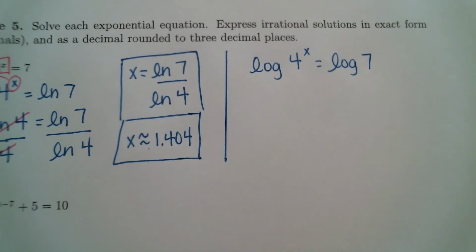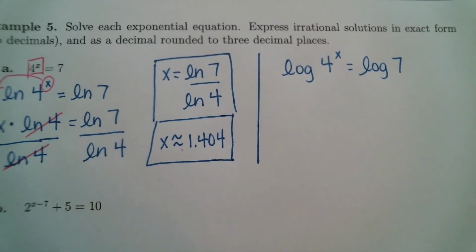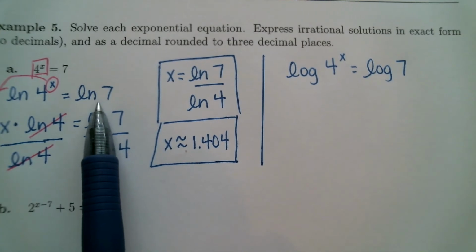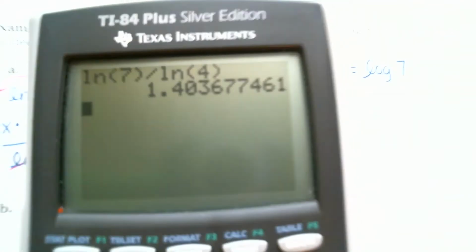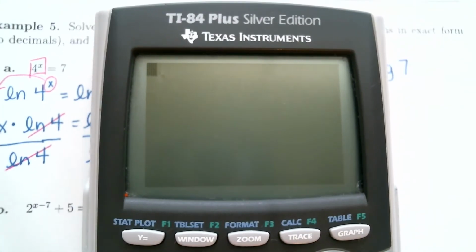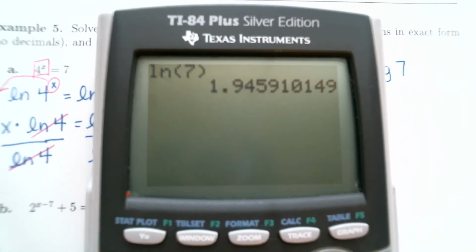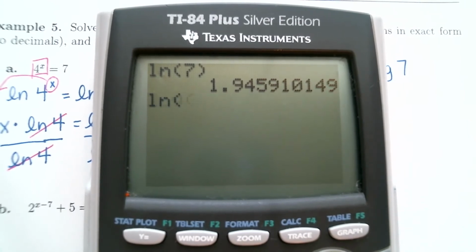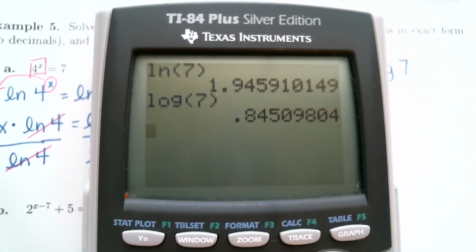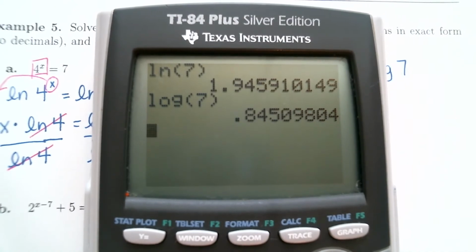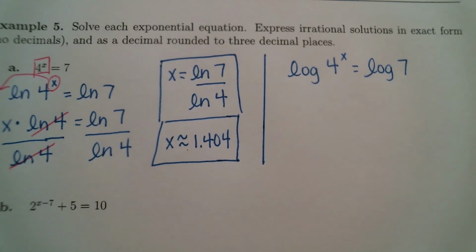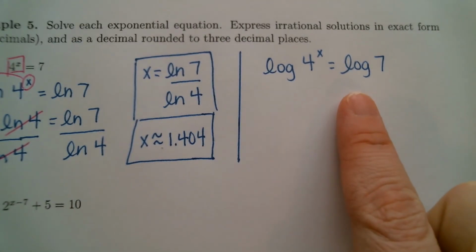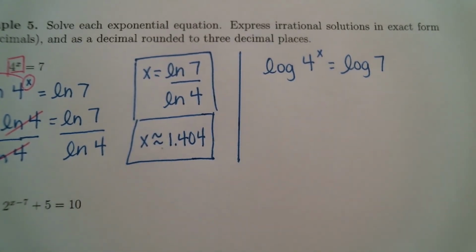If you guys notice, remember when we were at this step, when we were doing it with ln, we had ln of 7, and now we have log of 7. If you look at your calculator, ln of 7 and log of 7 don't give you the same thing. But watch, this is going to work out to be the same solution for x. All we did differently was take the log of both sides instead of ln.